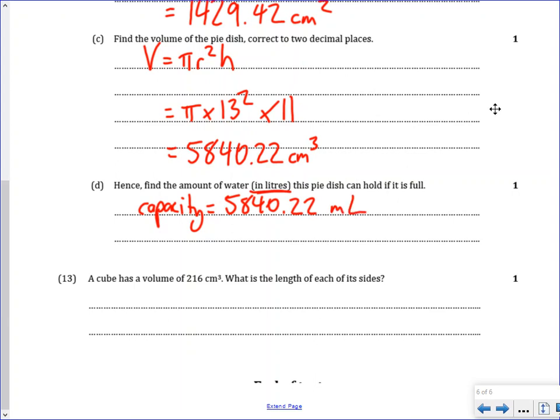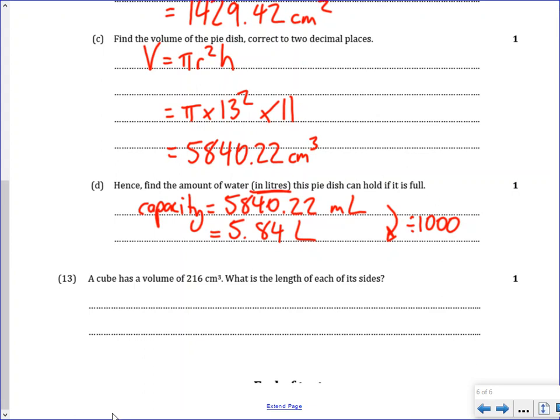So what we're going to have to do now is divide it by 1,000, because there are 1,000 millilitres in a litre. So we'll just divide that by 1,000, which gives us about 5.84 litres. Okay, I've just done a bit of rounding there, but it doesn't particularly matter. The question didn't stipulate what we need to round it to, so I just did that.